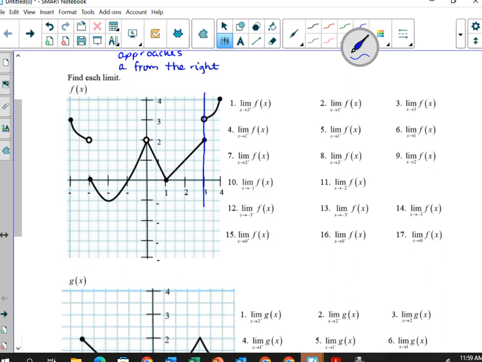And we're coming from the right, so I'm going to draw a little guy here. Maybe he's sledding, and he's approaching the wall. As he crashes into the wall on his sled, things have not gone well. What y value is he approaching? 3. Okay, we are done with number 1.